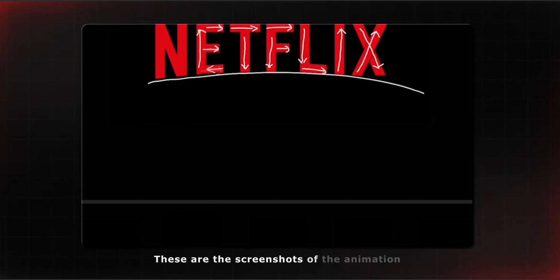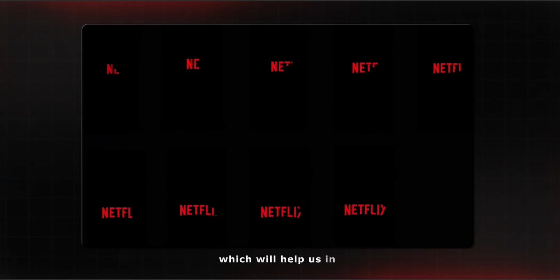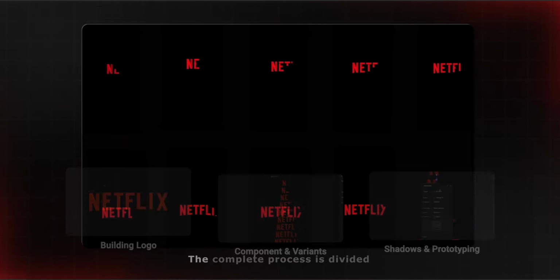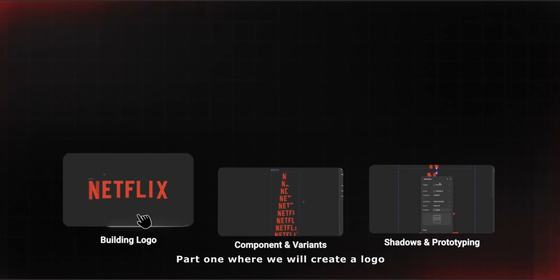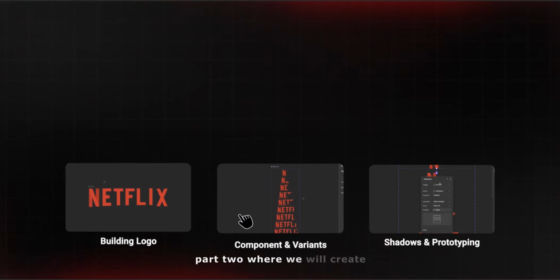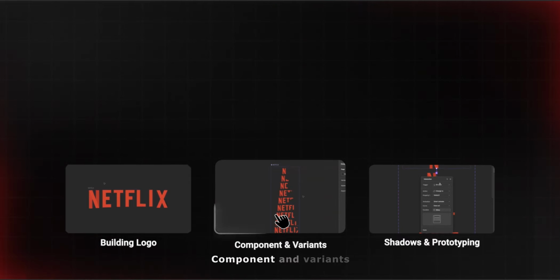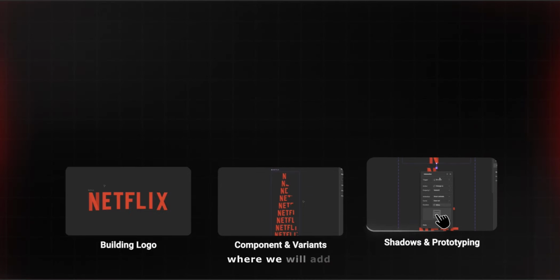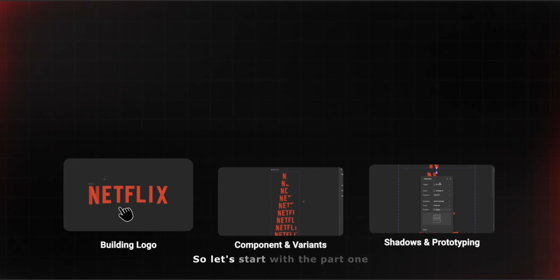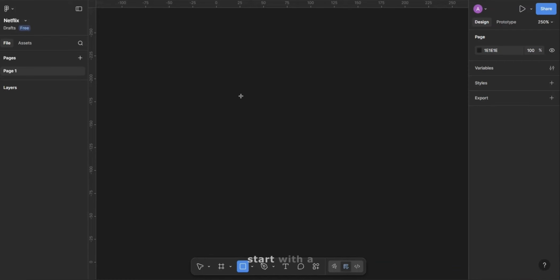These are the screenshots of the animation which will help us in creating the animation. The complete process is divided into three parts. Part 1, where we will create the logo; part 2, where we will create the component and variants; and in the last part, we will add shadow and prototype the animation. So let's start with part 1.